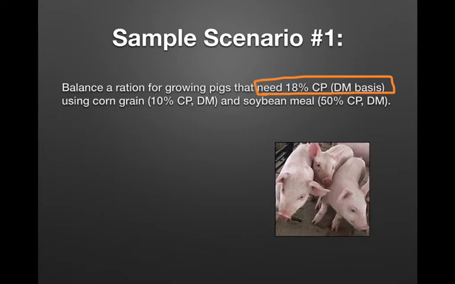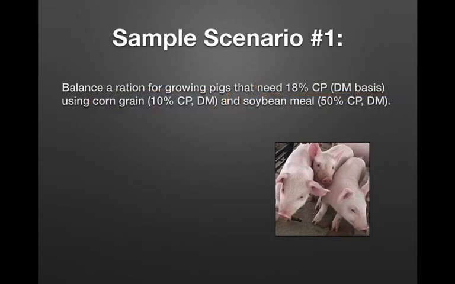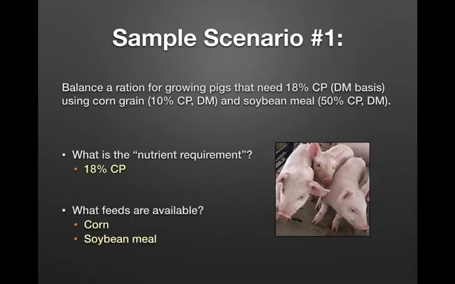The second thing that we need to get is the feeds available to us. And we're using 2 feeds, and this one is also a given. And we have corn grain and soybean meal. So we have our 2 feeds, we have our compositional data within that. So we're going to be able to solve this problem. So just reiterating that our requirement's 18% and we've got corn and soybean meal to work with. So let's set up a whiteboard here and let's go ahead and take a look at how we do that.